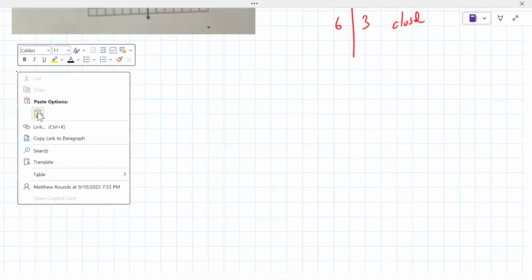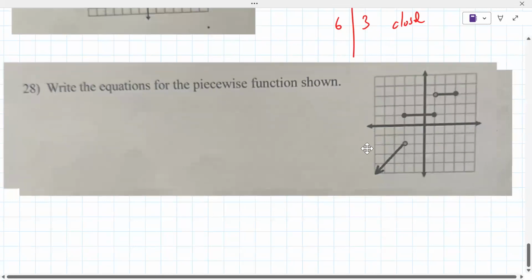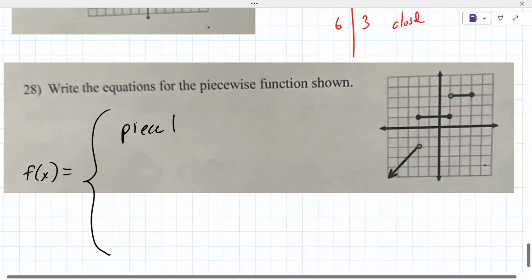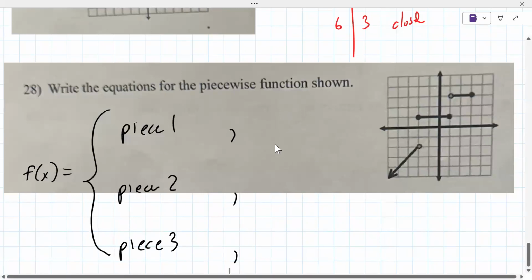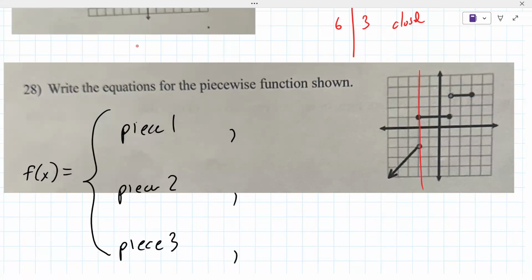Yeah, let's see here. So how many pieces do you see? How many pieces are there based on this graph? 3. So your function is going to have piece 1, piece 2, and piece 3. And it's separated with a comma. And we're actually going to do this part first, the inequality first. Okay, so you have to go to those breakpoints.